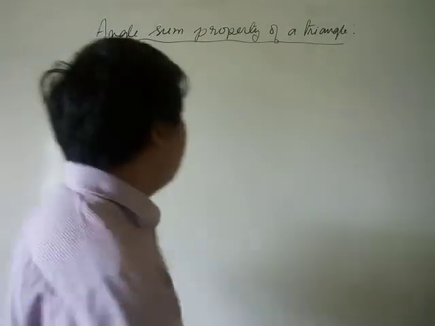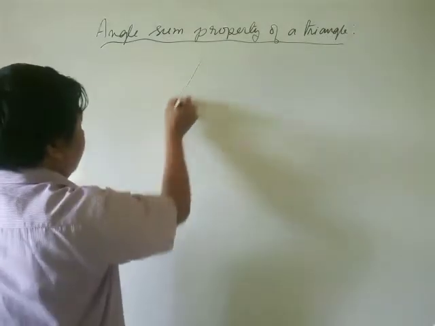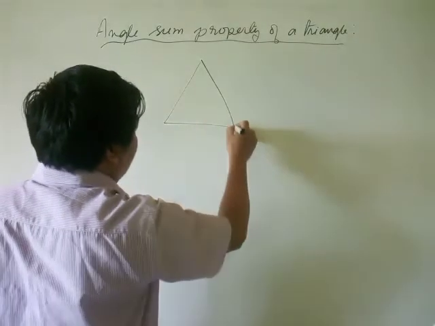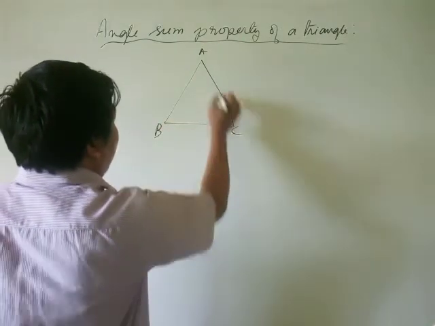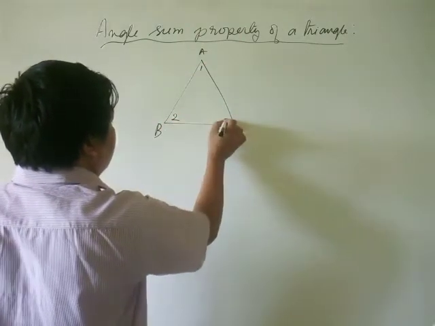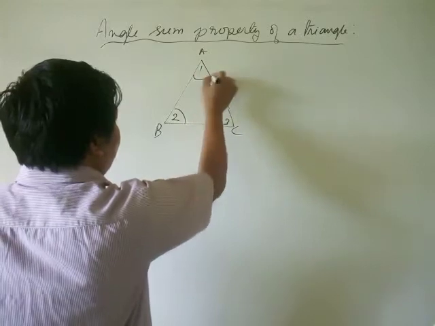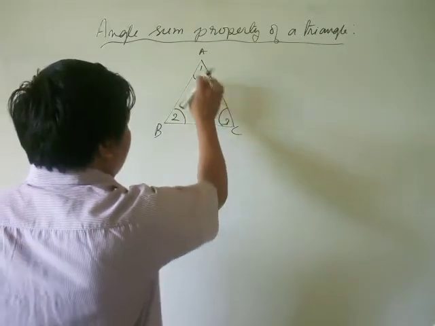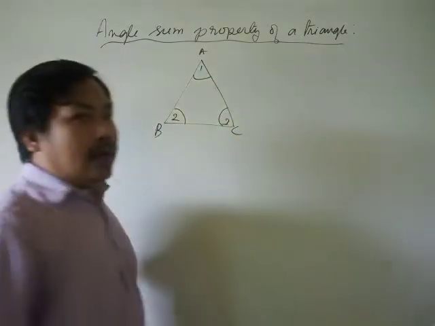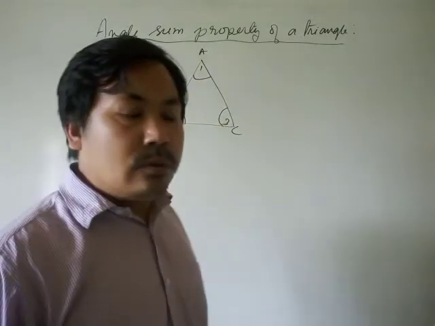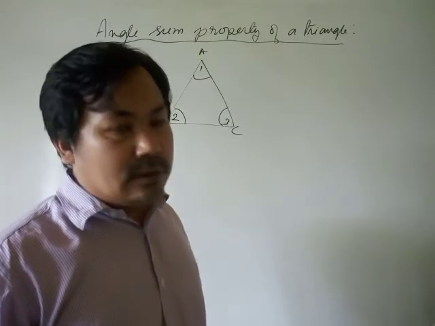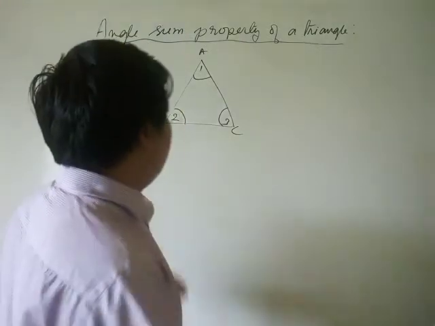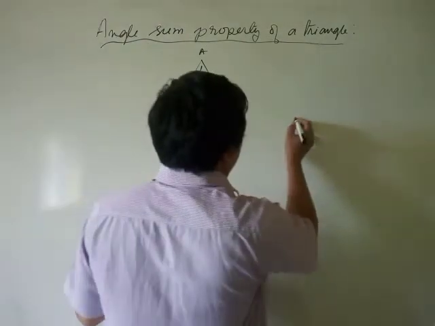Now you see here we have the three angles of the triangle like this. Triangle ABC, angle 1, angle 2, angle 3. Three angles are there in the triangle. So the sum of these three angles, angle 1 plus angle 2 plus angle 3, will always be 180 degrees. That's all. Okay, clear?